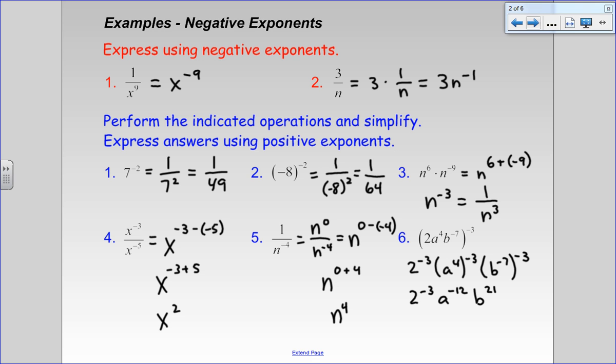Now our first two factors, 2 to the negative 3 and a to the negative 12, have negative exponents, so we need to find reciprocals of those. However, b to the 21st power has a positive exponent, so we don't use the reciprocal of that factor. We keep it in the numerator. Thus our final answer is b to the 21st power over 2 to the third, which is 8, a to the 12th.